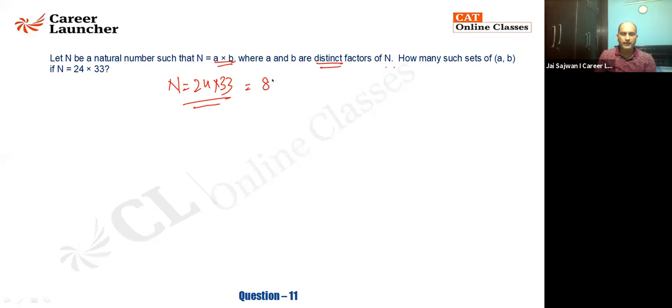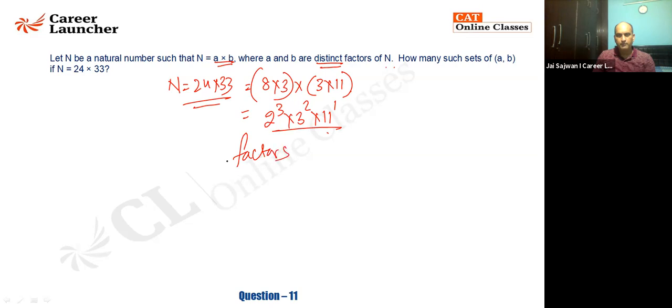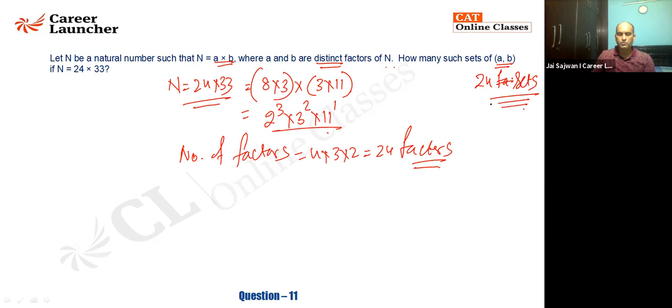Okay, what I can do is 8 3s are 24, and this is 3 into 11 is 33. Okay, Dyuti. So I'll say it is 2 cube into 3 square into 11 to the power 1. How many factors will be there? The number of factors. We will say 4 3s are 12, 2s are 24 factors. How many such sets of A and B are there? Can I say these are 24 sets which are possible here? Answer is 24. Why 23?